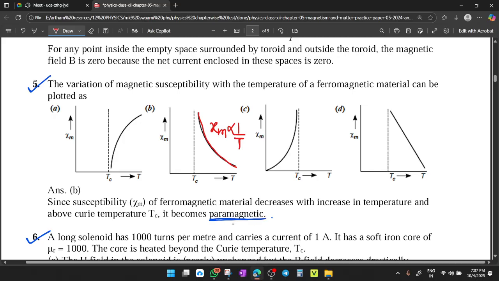In C you see that along with the temperature the magnetic susceptibility increases. No, it should decrease. The magnetic susceptibility continuously decreases with increase in temperature. So the correct answer is B. Done.